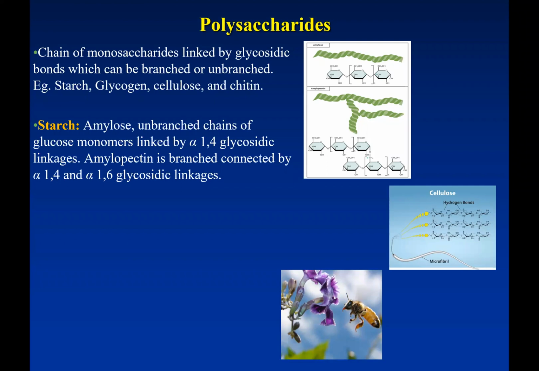If you take amylose, it's an unbranched chain. The glucose molecules do not have side branches. They are linked by alpha-1,4 glycosidic linkages. Whereas amylopectin, shown at the bottom here, is branched and connected by both alpha-1,4 and alpha-1,6 glycosidic linkages. When you say 1,4, they're talking about carbon numbers, carbon 1 and carbon 4 of the next atom.